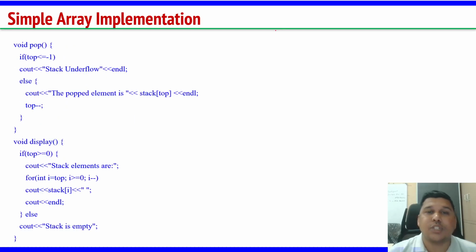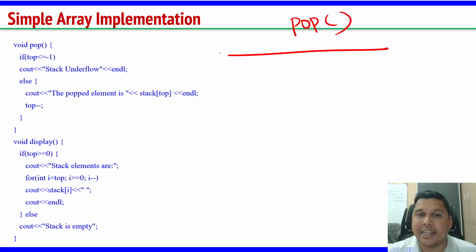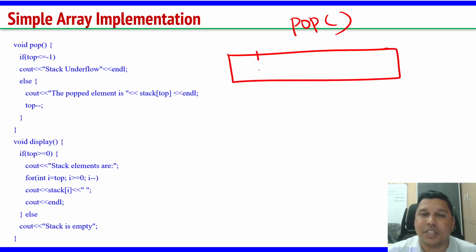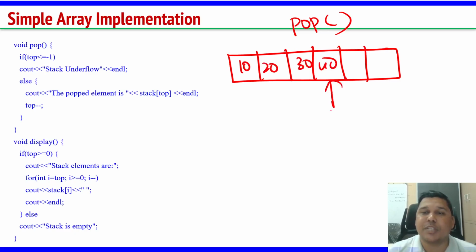Next one, pop operation. What is pop? Pop means I have to delete the topmost element. In the array implementation, assume you have a small array with some elements: 10, 20, 30 and 40 only. Here is my top. So index 0, 1, 2, 3, 4, 5. This is the name of the array.